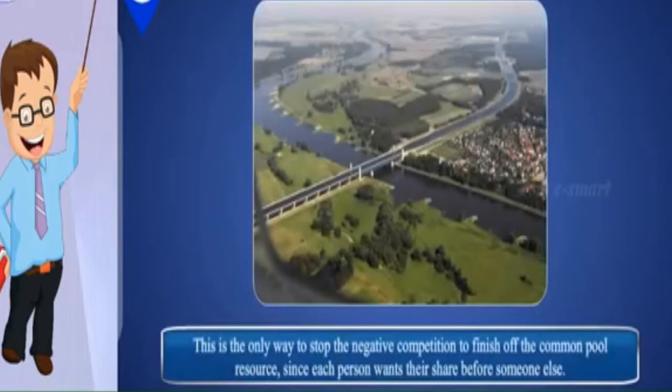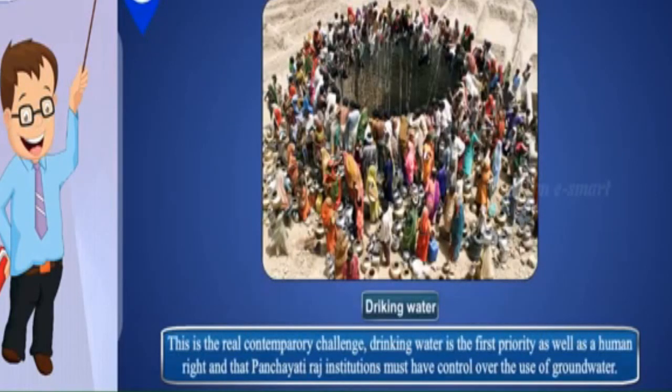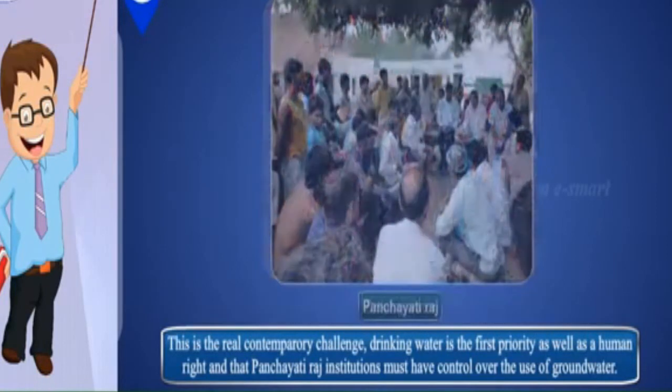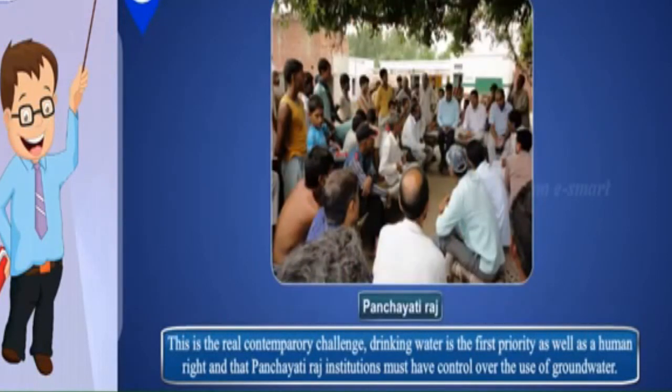This is the only way to stop the negative competition to finish off the common pool resource, since each person wants their share before someone else. This is the real contemporary challenge. Drinking water is the first priority as well as a human right, and Panchayati Raj institutions must have control over the use of groundwater.